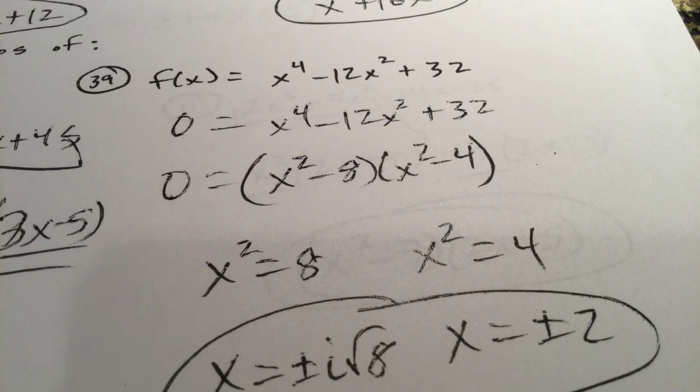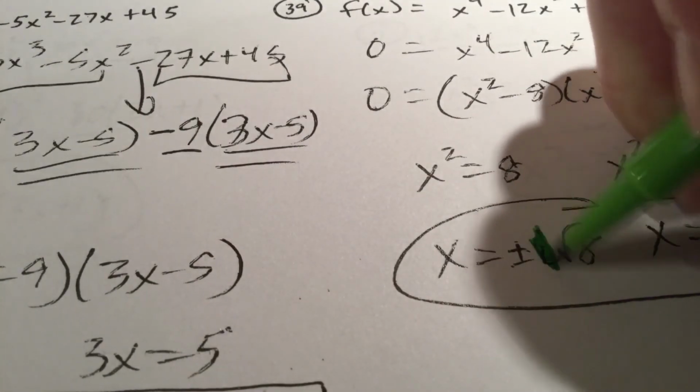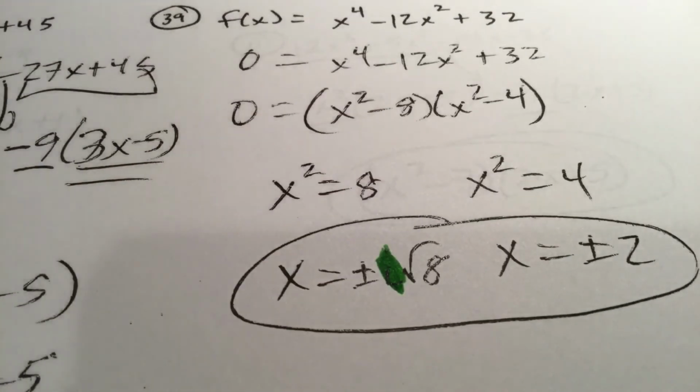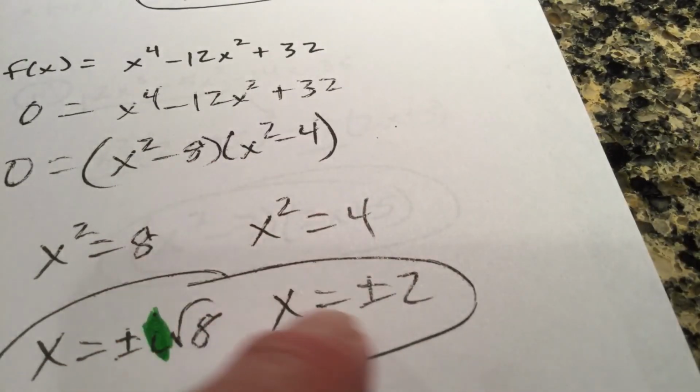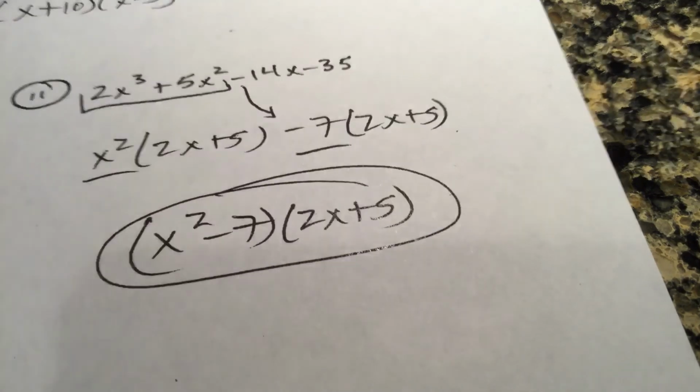X squared equals, oh, this would have cost me points. You guys need to change this on your answer sheet. That's very wrong. That's just x squared equals 8, so x equals plus or minus root 8, not i root 8. X squared equals 4, x equals plus or minus 2. It's a big boo-boo on my part.